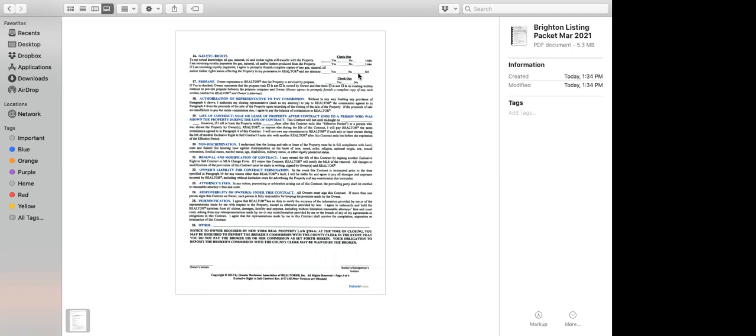Propane. Owner represents to the realtor whether the property is serviced by propane, either yes or no. If it's checked yes, owner represents that the propane tank is or is not owned by the owner, and that there is or is not an existing written contract to provide propane from the propane company. Okay. So you want to know who owns the tank.